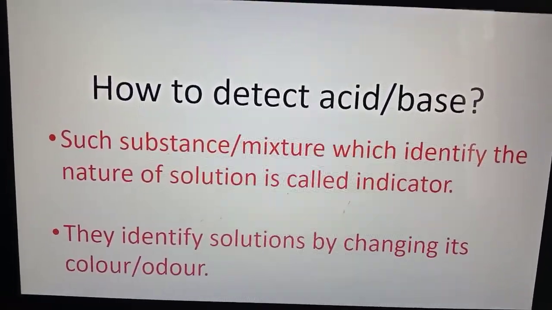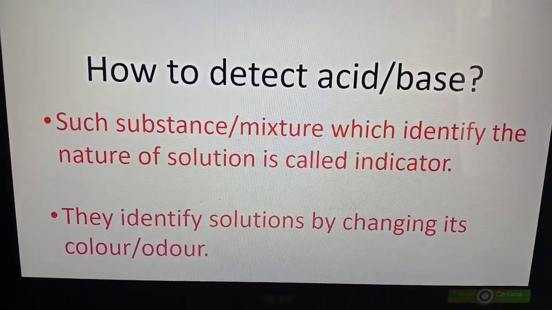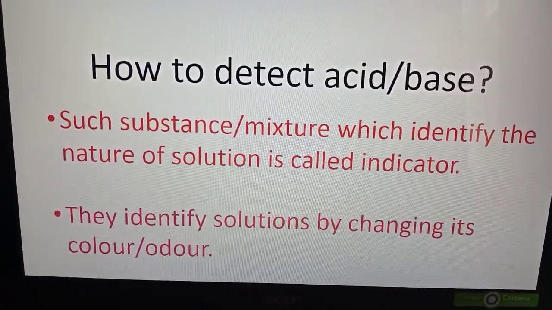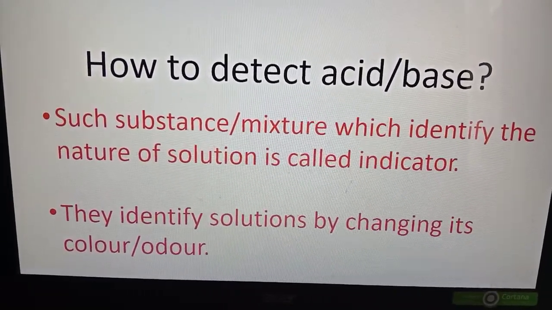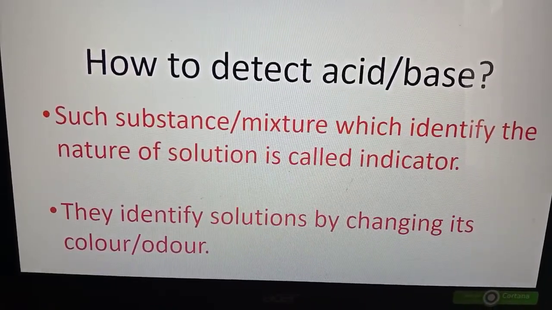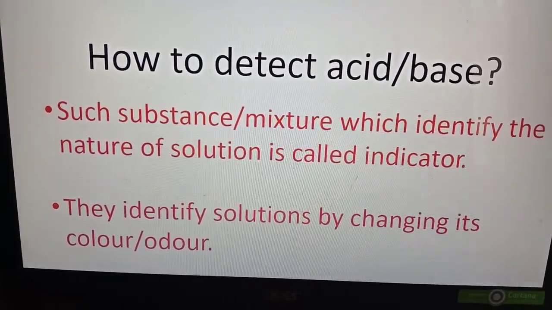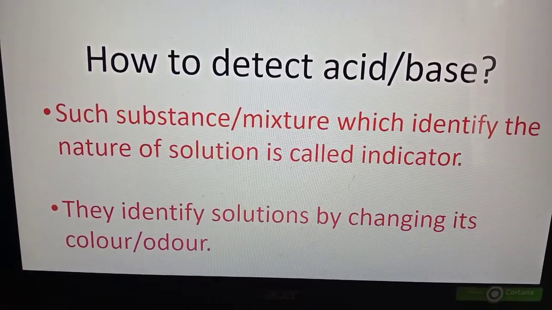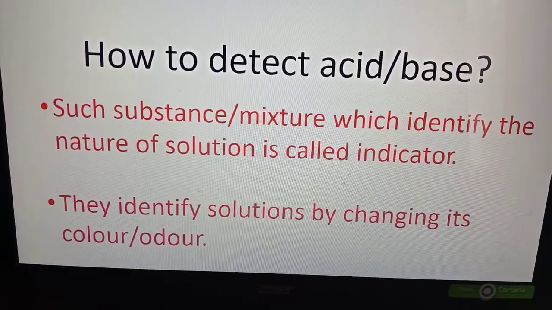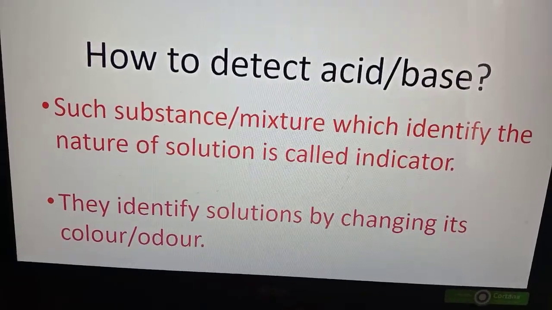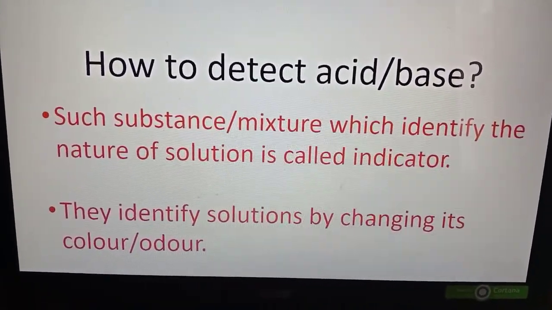base, how to identify which one is acidic and which one is base? There are certain chemical substances or mixture of chemical substances which used to identify the nature of solution. That means they used to identify by changing its color or odor whether the given compound is acid or base. Such substances are called indicators. They indicate the given solution is acid or base by changing its color or odor.